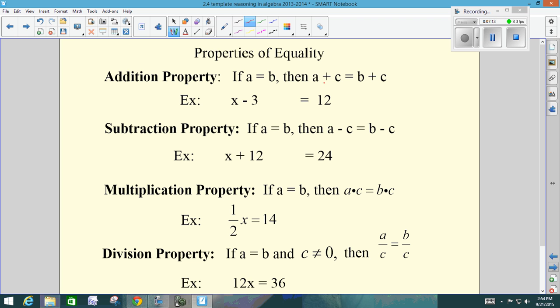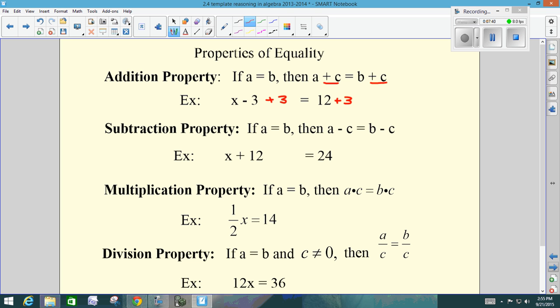Addition property tells you that if you add the same value to both sides of the equal sign, it's still a true statement. The right side is now balanced to the left side. So like in our example here, x minus 3 equals 12. If we were going to solve that for x, you would add 3 to both sides. And last year in algebra, they taught you that if you do it to one side, you have to do it to the other one so that they stay balanced. Addition property, adding it to both sides.